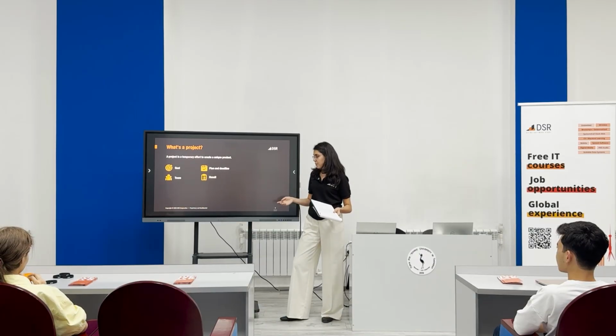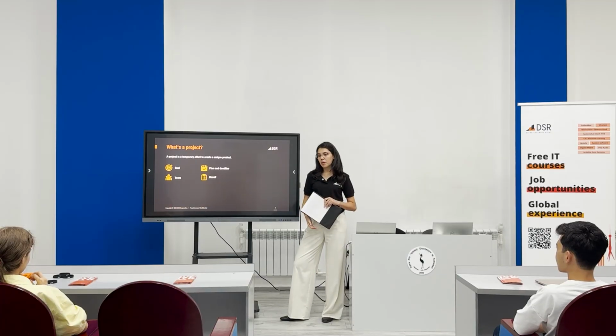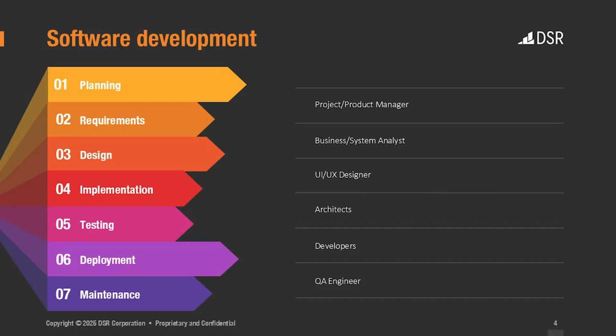And finally, what does the customer get in the end? A ready product like the mobile app that they can download on App Store or Google Play. So that's pretty much what a project is. Now, let's talk a bit more in detail of what a software development process is. And all of these steps and the roles that are taking part in this process.